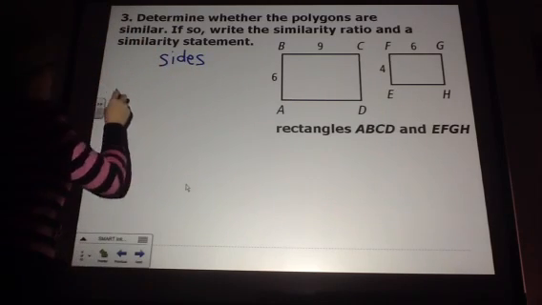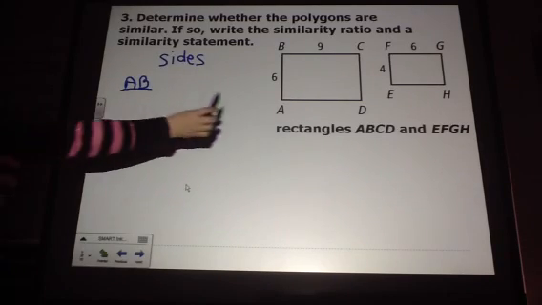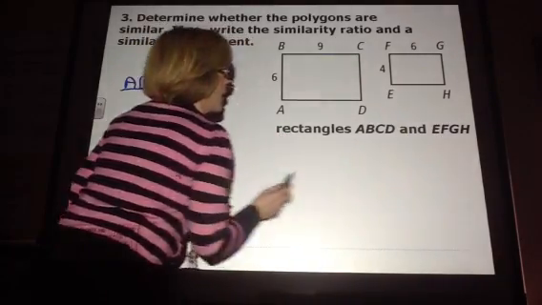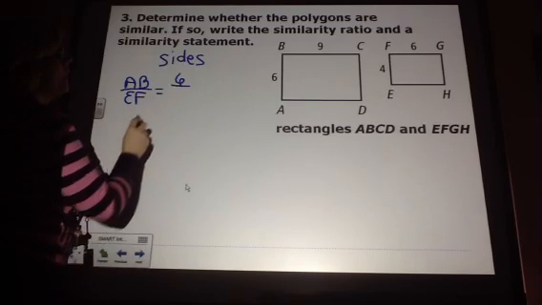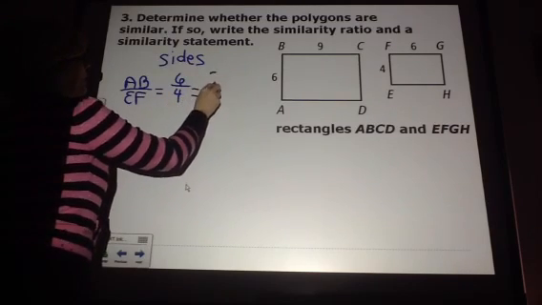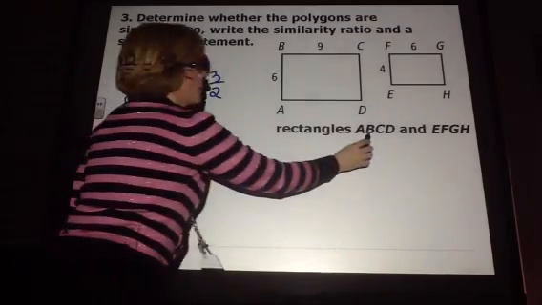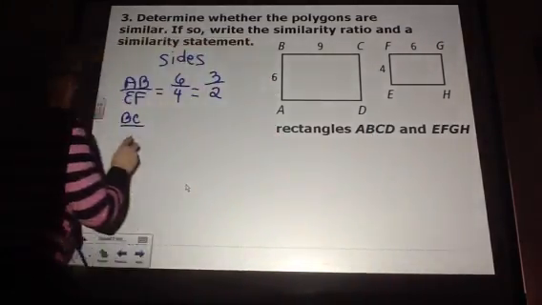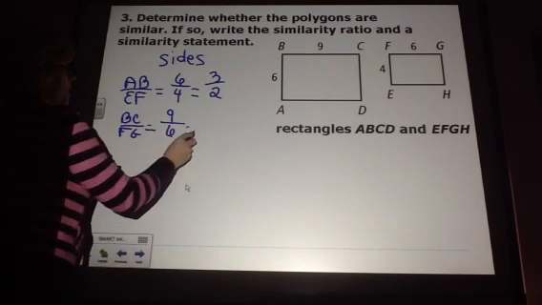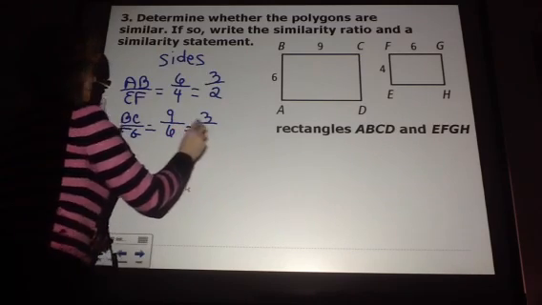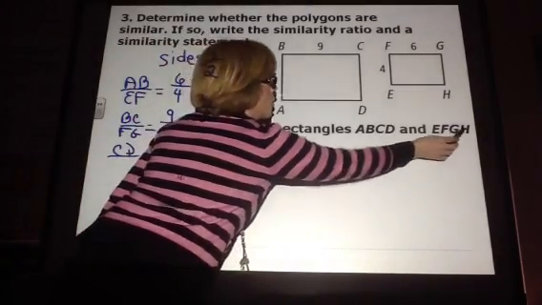Okay, so let's start with side AB. So AB corresponds with EF. AB is 6, EF is 4. If I simplify that, I get 3 over 2. Then I'm going to do BC. BC corresponds with FG. BC is 9, FG is 6. Simplify that, I get 3 over 2. CD. CD corresponds with GH.